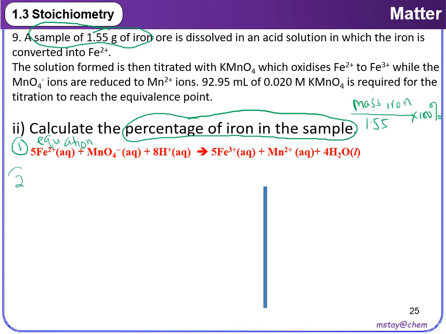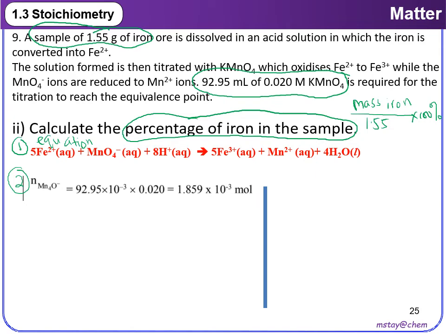Now second, we are going to find the number of mole. Referring to this question, we are only able to find the number of mole for KMnO4. So the number of mole of KMnO4 will be equal to the number of mole of MnO4 negative, because 1 mole of KMnO4 when dissociated will produce 1 mole of K+ and 1 mole of MnO4 negative. So we are going to use MV over 1000 to get the number of mole of MnO4 negative.